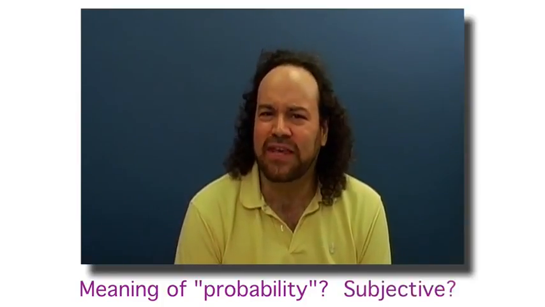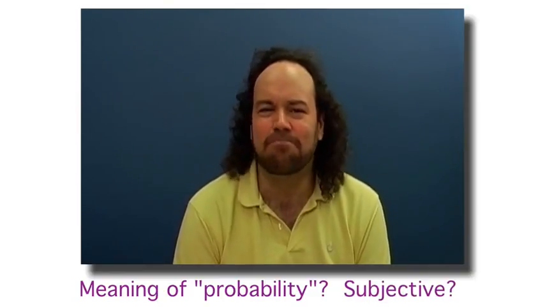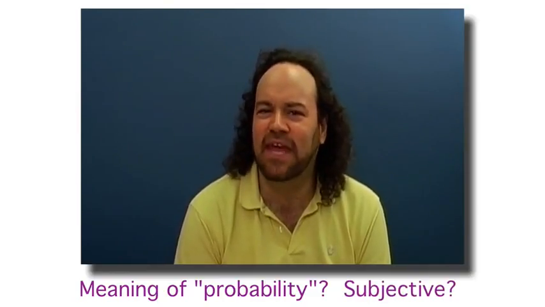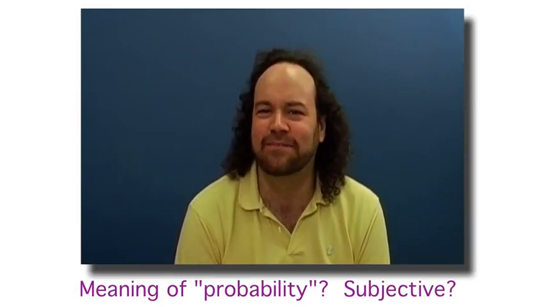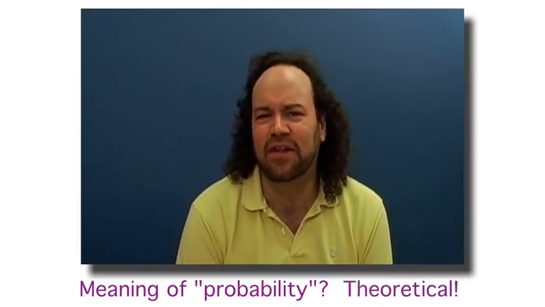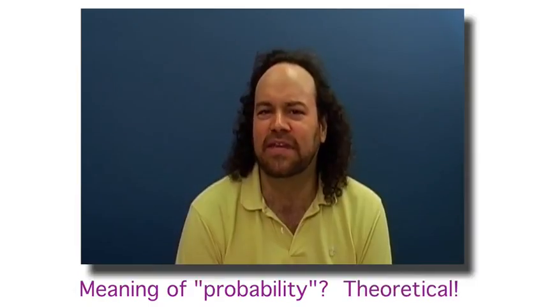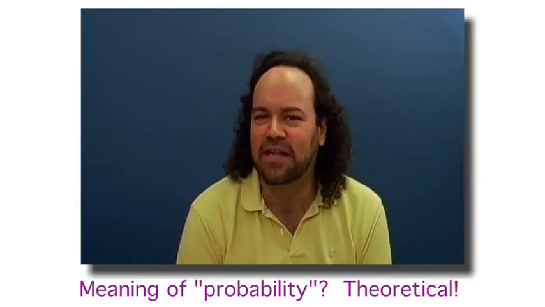There's also the subjective interpretation of probabilities, which says, look, in my opinion, the probability of getting heads and then tails is a quarter, and that's just my opinion, and that's the subjective probability. For the rest of this course, we'll pretty much stick to the theoretical interpretation. We'll say we have a probability model which says the probability of heads and then tails in this experiment is a quarter.